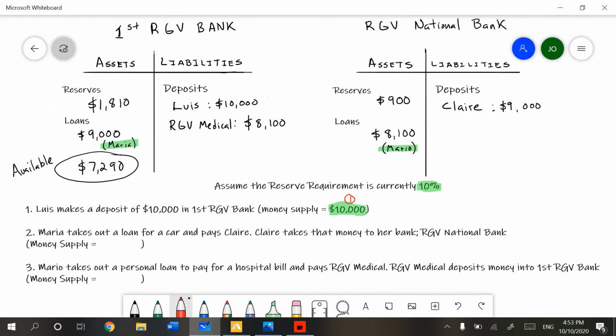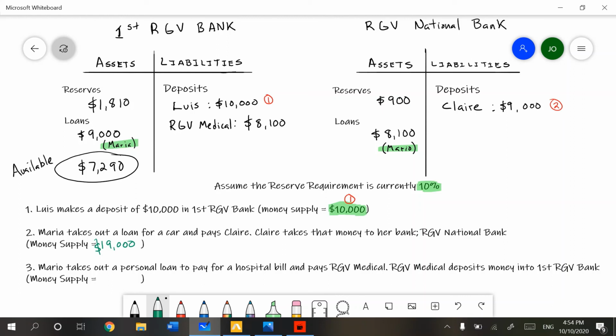The first deposit can be seen here by Luis. The second deposit can be seen here by Claire. Notice that Luis has a bank account that states that he currently has $10,000 in his bank, and Claire has a bank account that states that she has $9,000 in her bank. What is the money supply at step 2? The money supply is now $19,000. Let's go to step 3.